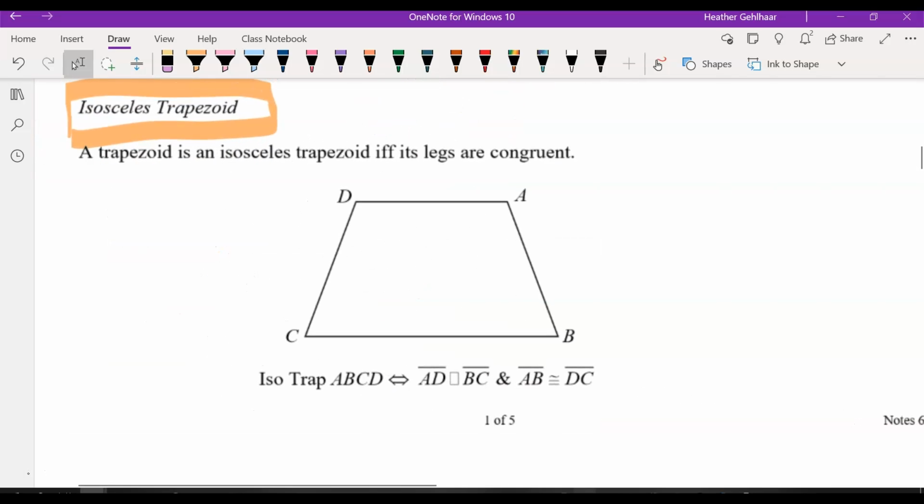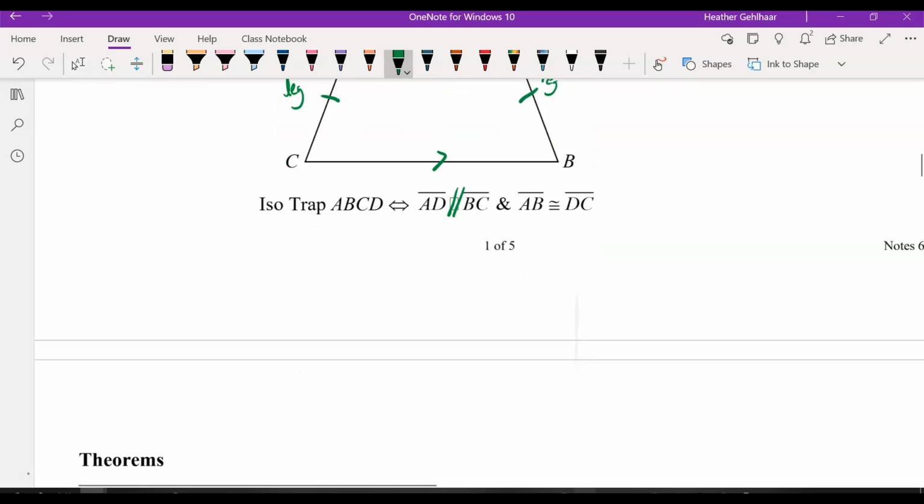An isosceles trapezoid is a trapezoid where the legs are congruent. So remember where the legs are. The legs are those sides, this is a leg, and they are congruent to each other. And of course, we know our bases are parallel. So AD is parallel to BC, and AB is congruent to DC.